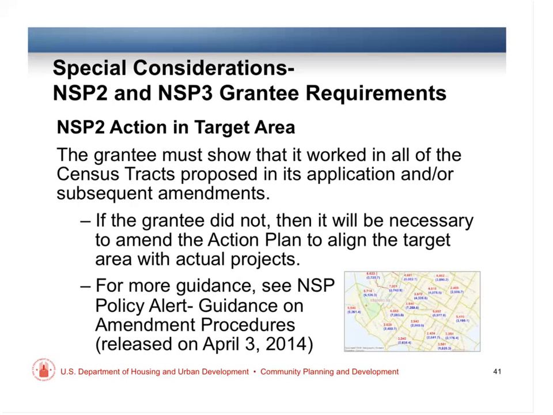NSP2 action areas. Once again, I know that a number of grantees have changed some of their target areas over the last couple of years, either because there were lack of units or high-cost units in the area. So once again, you must demonstrate that you did or did not work in those areas. And this is one area where you should be talking to your local HUD rep or the person handling the NSP2 grant and talking about amending the plan so that you come into conformance with what you said you were going to do and now may not be able to do. And once again, there was an NSP policy alert put out on this, actually just a couple of weeks ago. So if you have more questions, take a look at that and it'll give you some ideas.